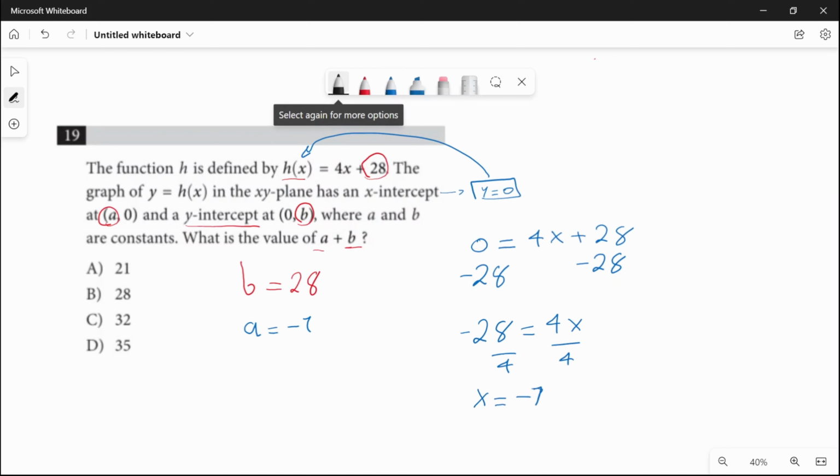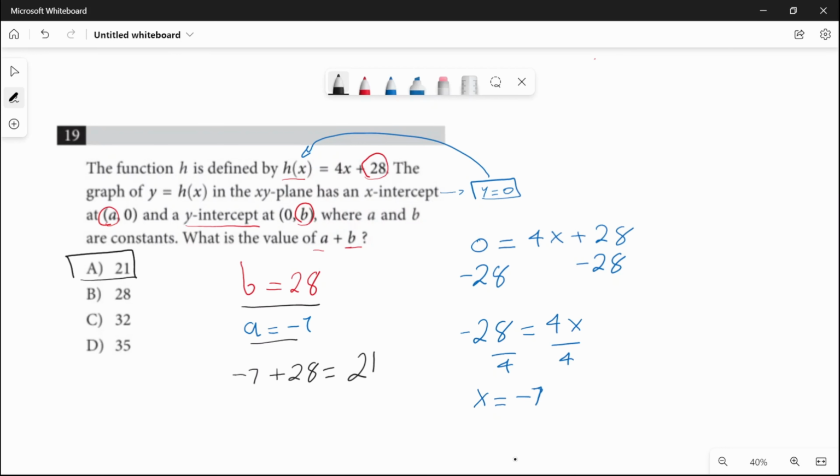The last step is adding a and b. Negative 7 plus 28 is equal to 21. So the answer for this question is choice A.